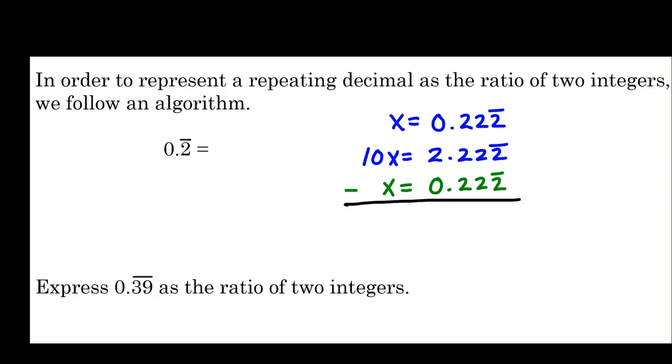Now what happens on the right side of the decimal is all of these 2's simplify or cancel with one another. So on the left side we get 9x, on the right side we get 2, and that means x = 2/9, which is the ratio of two integers. So 0.2 repeating is equivalent to 2/9.